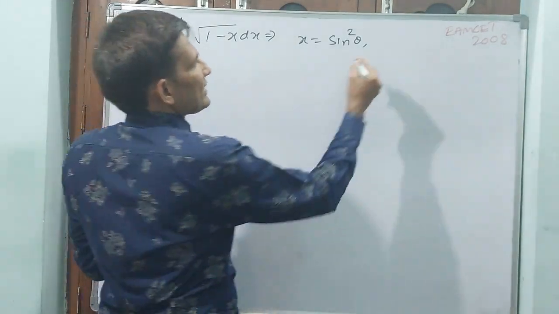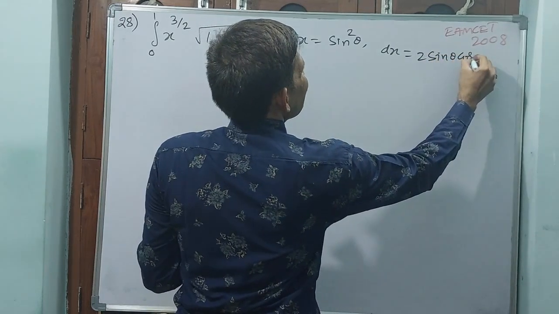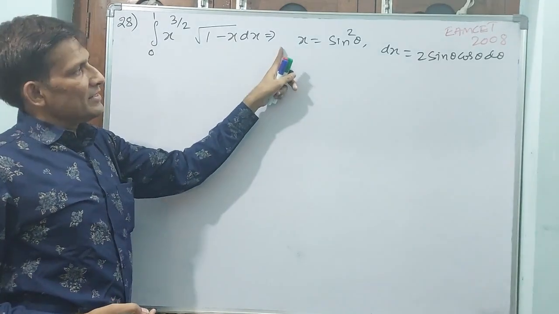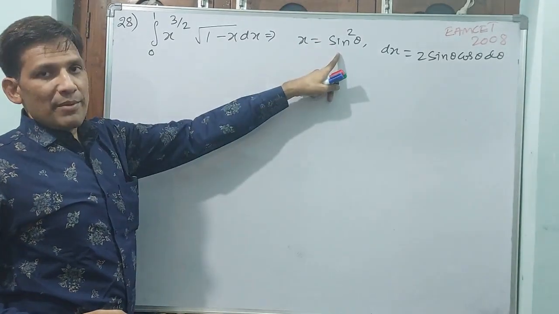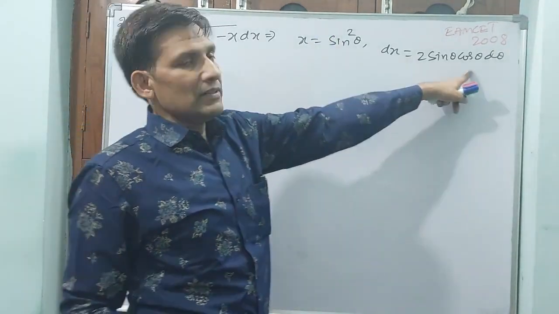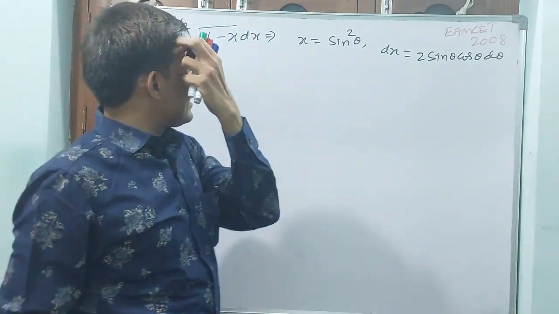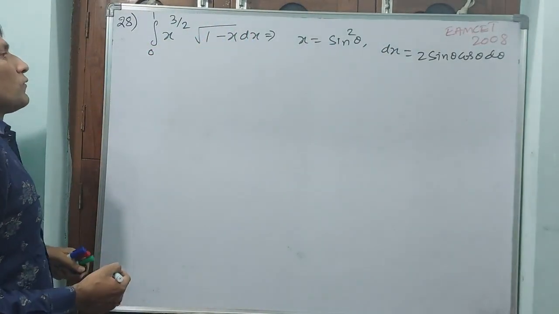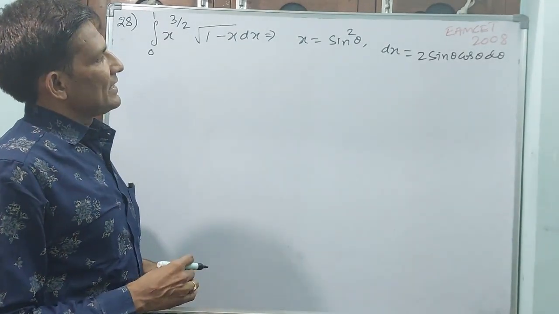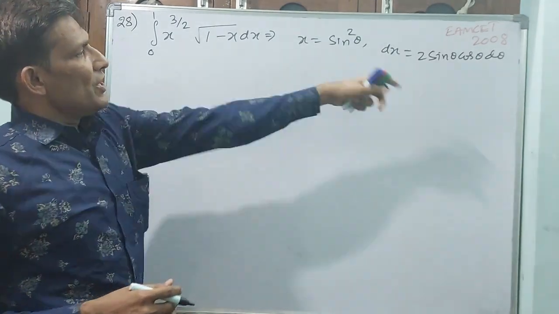But what about dx? 2 sin theta, cos theta, d theta. Why? Because see, d by dx of x is 1 this side. D by dx of sin square theta means 2 sin theta first. Then again d by dx of sin theta is cos theta. D theta will come from here. Okay? dx by d theta, then we will send that d theta by dx, dx we will set that side. Okay, dx will be that one.